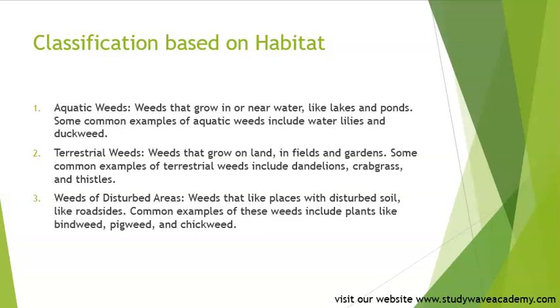Terrestrial weeds are often recognized by their ability to grow almost anywhere, like lawns, gardens, and even between cracks in the sidewalks. Third, we have weeds of disturbed areas. Weeds that like places with disturbed soils, like roadsides. Common examples of these weeds include plants like bindweed, pigweed, and chickweed. So, weeds of disturbed areas are plants that thrive in places where the soil and land have been disrupted or changed by human activities. These areas might include construction sites, roadsides, and places where the ground has been dug up or disturbed.